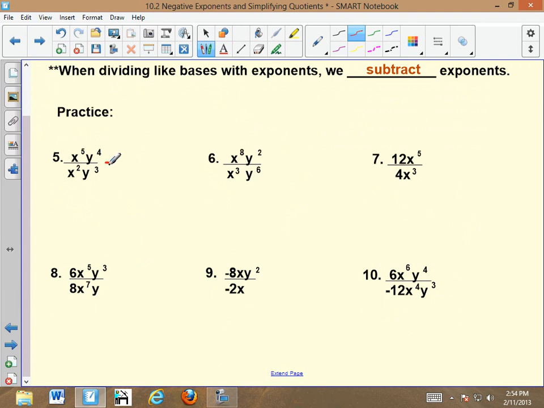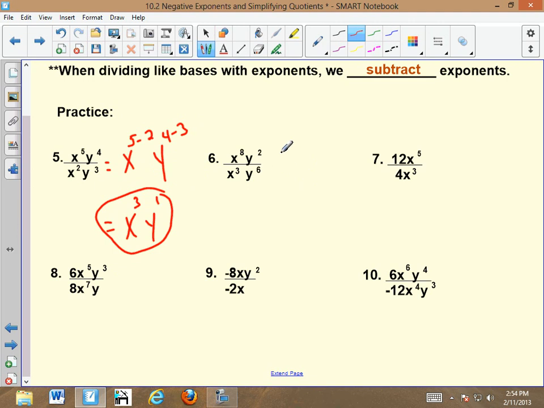Okay, so here's what I'm doing. I'm moving the smaller up to the bigger. So I get x to the 5th. Now I'm not going to write x squared. I'm just going to go 5 minus 2. Y to the 4 minus 3. So this equals x cubed y to the 1st power. That's my answer right there. If you need to write out all the x's and y's, write them out. Whatever gets you the answer.